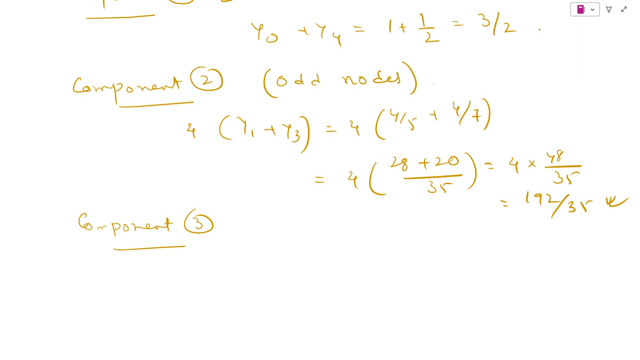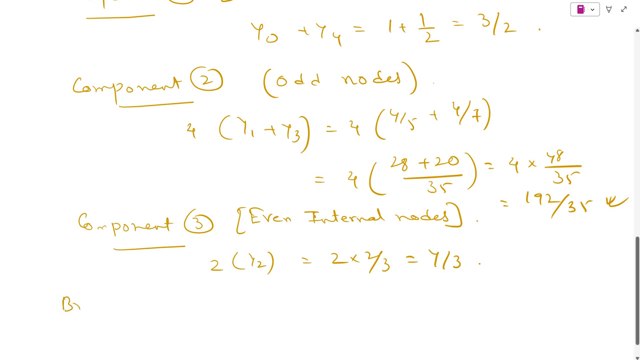Now the component 3. These are the even internal nodes. So 2 into y2, this is 2 into 2 by 3. So this is 4 by 3. So let's aggregate these three fractions to find the complete bracket sum. Okay. So what will be the bracket sum? 3 by 2 plus 192 by 35 plus 4 by 3.